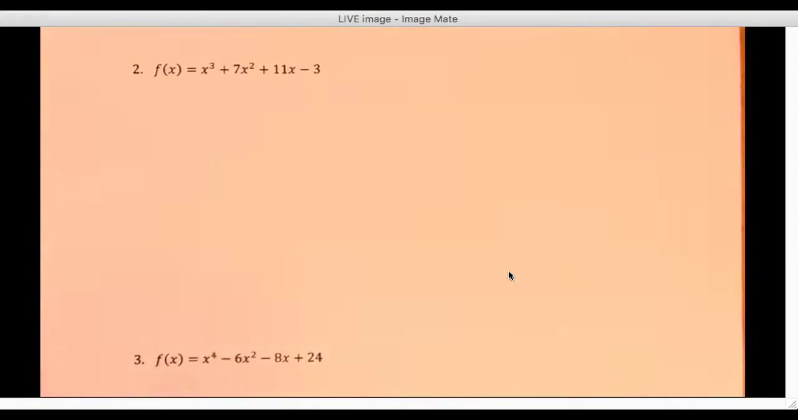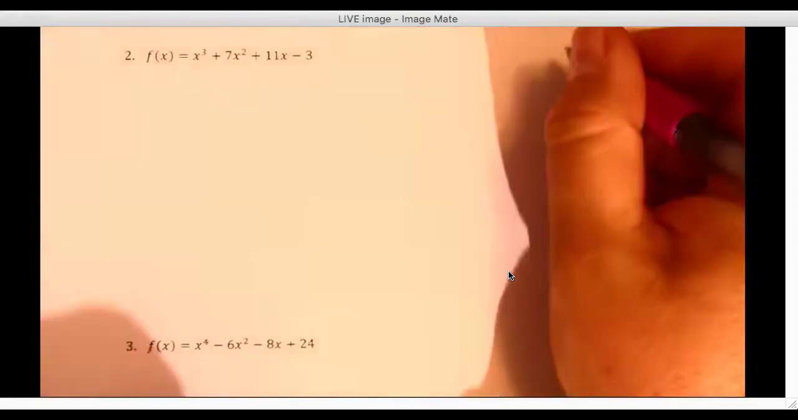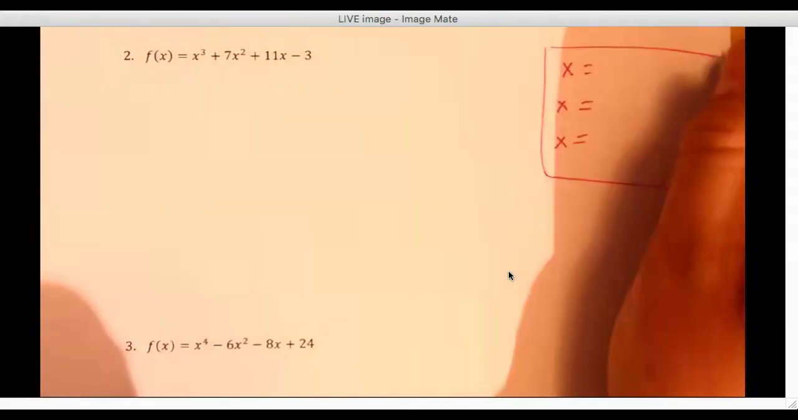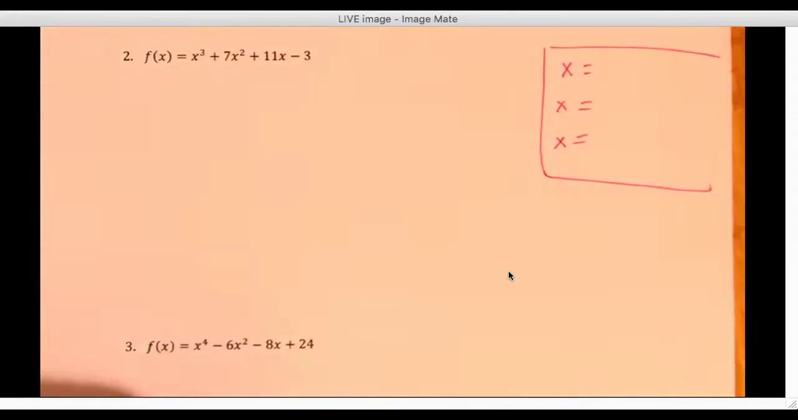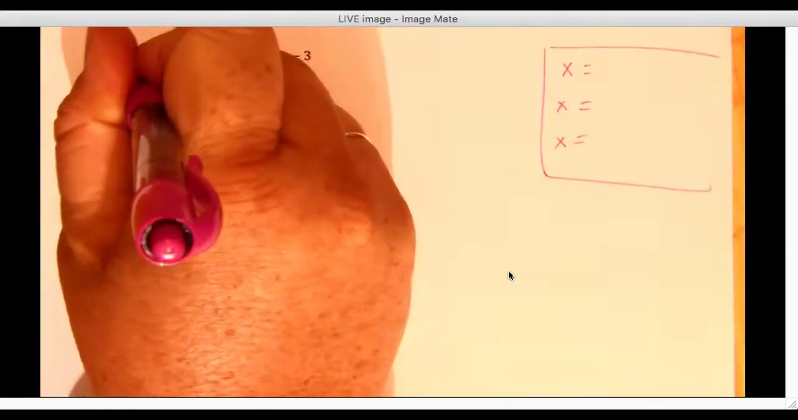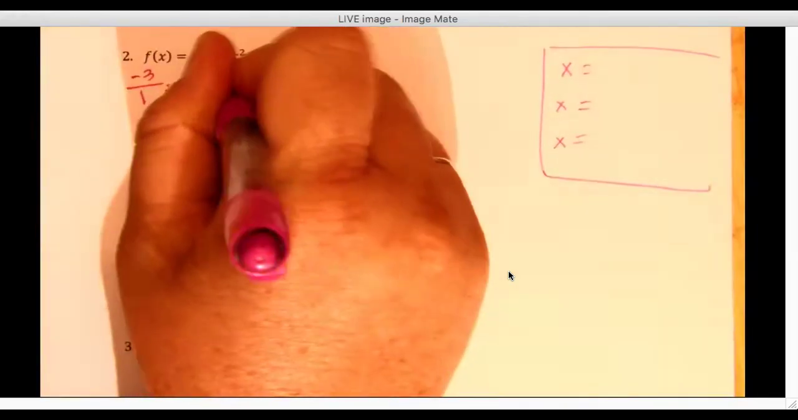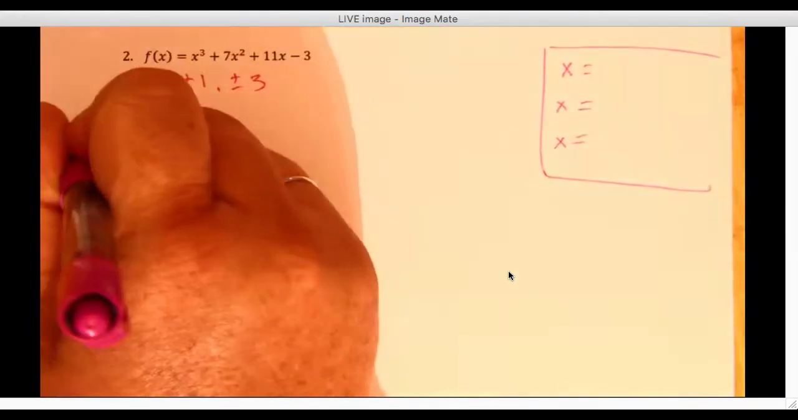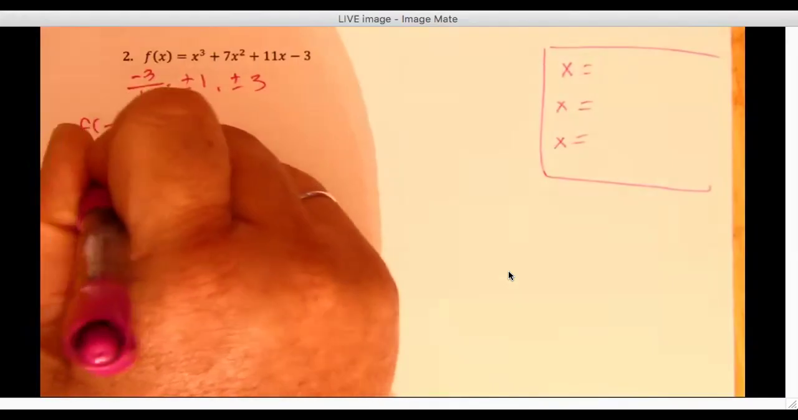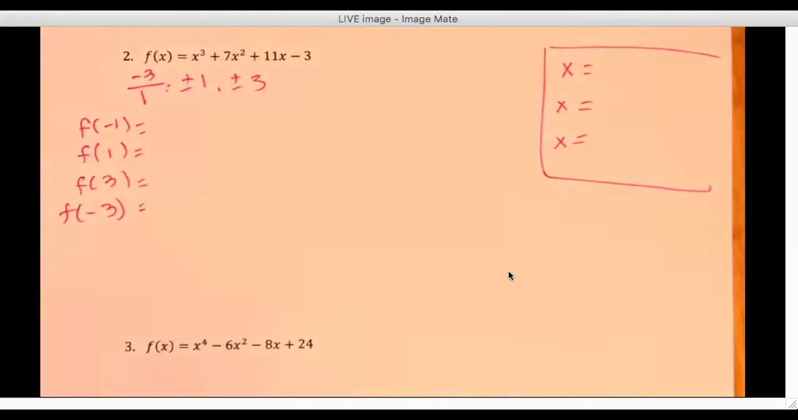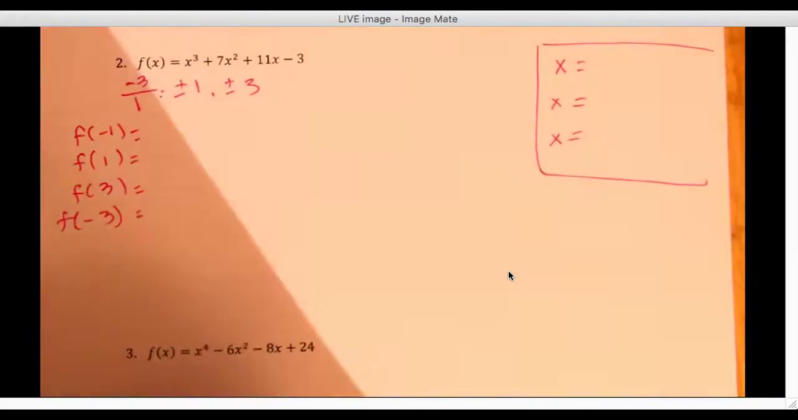So here again, we have a polynomial of degree 3. So I'm going to set up my box off to the side just as my reminder to myself that I should get 3 answers here. And again, it's 4 terms. I could try factoring by grouping, but factoring by grouping will not work. So I can go ahead and use the rational root theorem. I have -3 over 1. So that's going to be plus or minus 1, plus or minus 3. And those are all the numbers I could try.